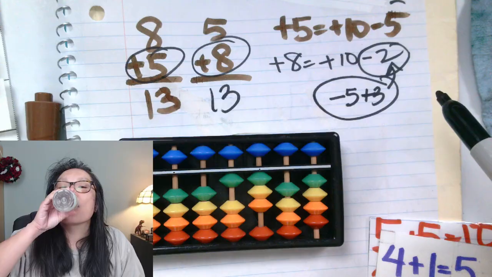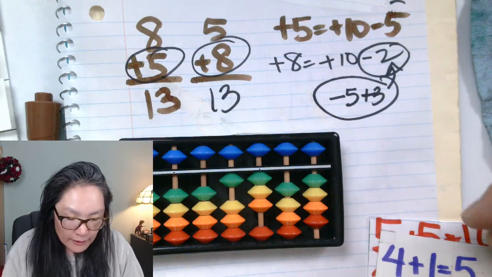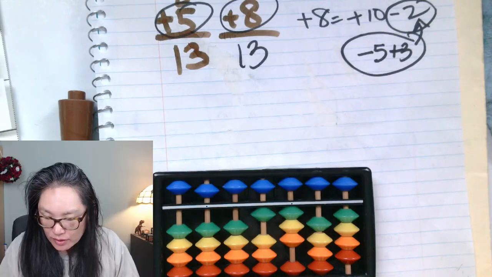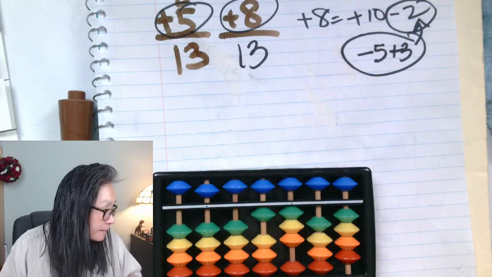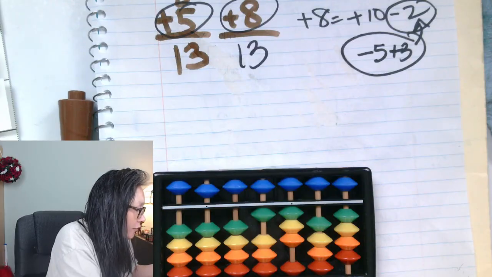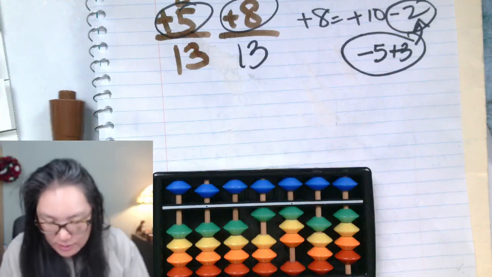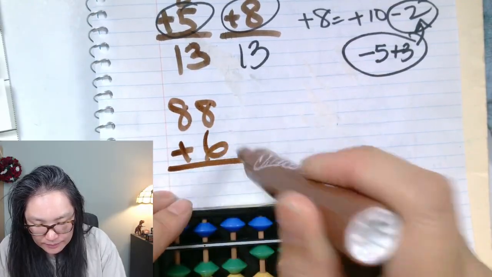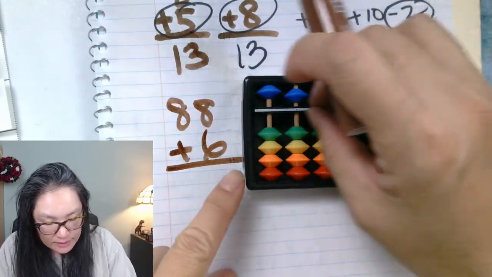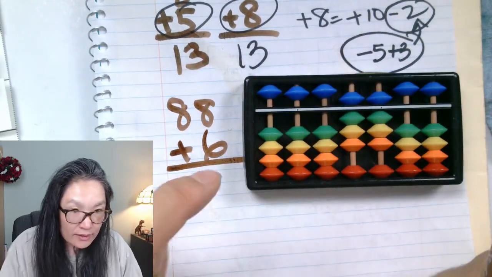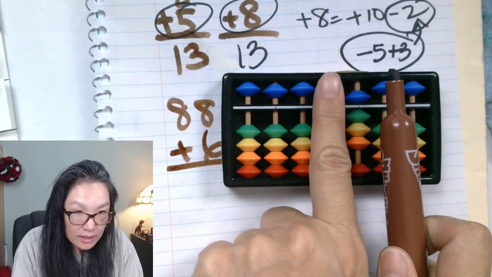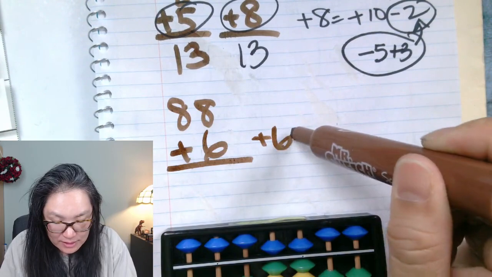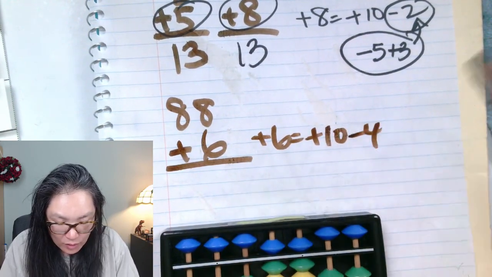All right. So we're going to continue on with doing some more two-step equations. The reason why is because there's a lot of two-step equations, and I think adding is a little bit underrated. So another question that I have was, okay, we'll do 88 plus 6, right? So we have 88 on the abacus, and what we're going to do is add 6 to this. To add 6 is what? Plus the 6 is equal to plus the 10 minus 4.